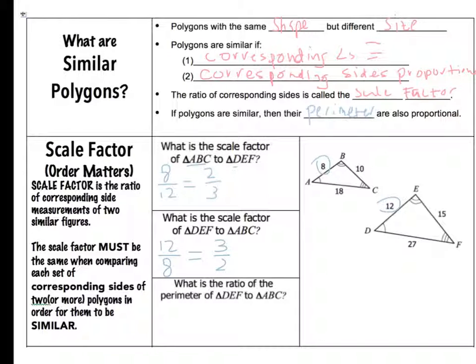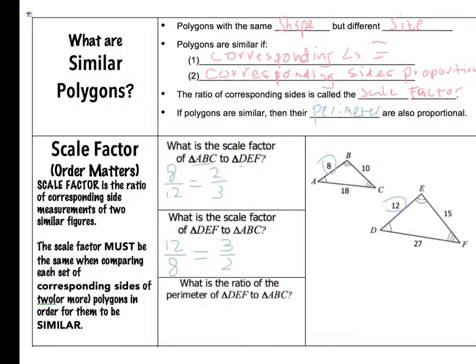Finally, the question asks, what is the ratio of the perimeter of DEF to ABC? In the case of finding the ratio of the perimeters, you don't actually even need to find the perimeters. You just know it's going to be exactly the same as the scale factor. So you know it's going to be 3 to 2.